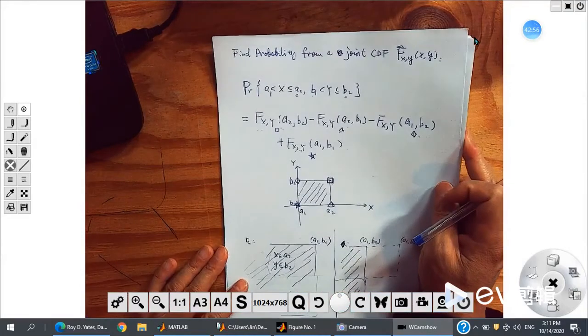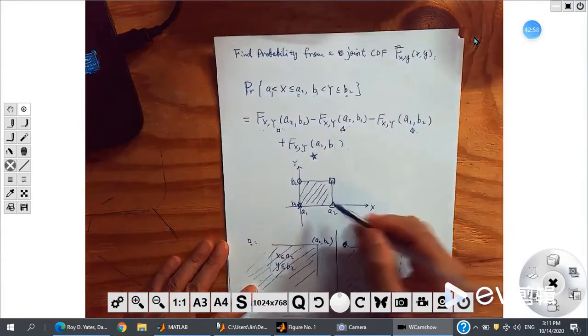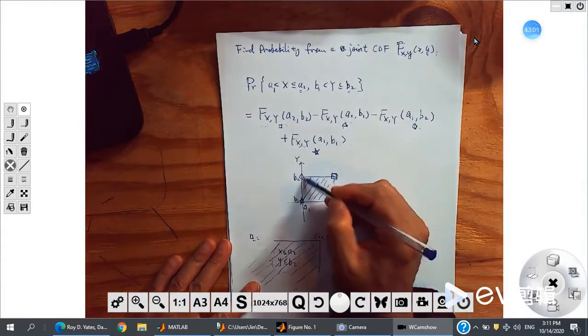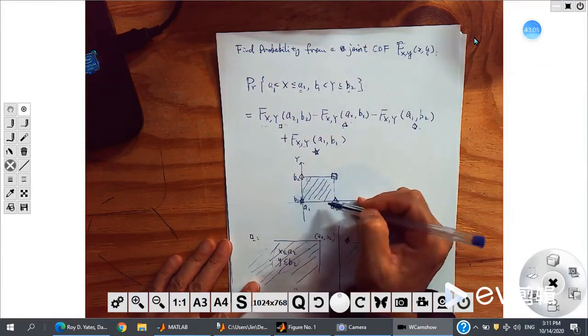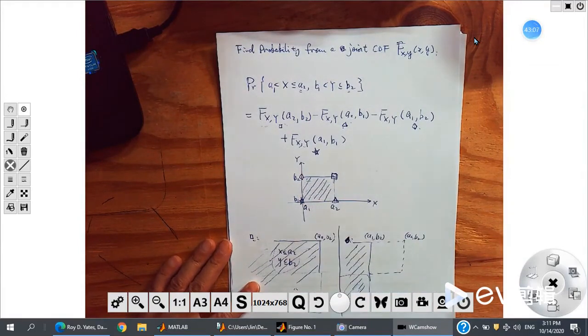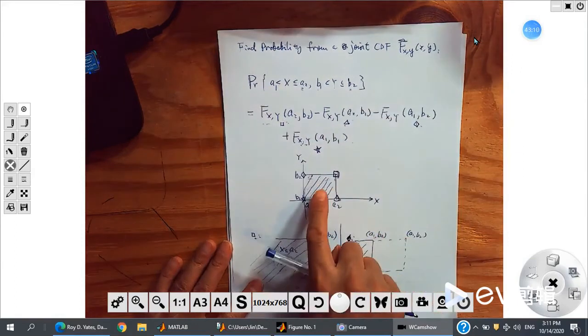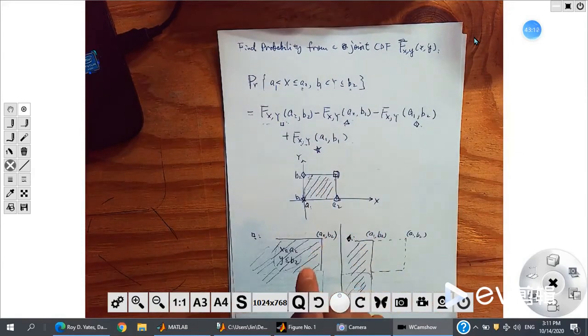Of course, this formula is just for the case where the event can be described as a rectangle area. If you consider some different event, using the CDF to calculate the probability is not so easy. For example, we have one example before.